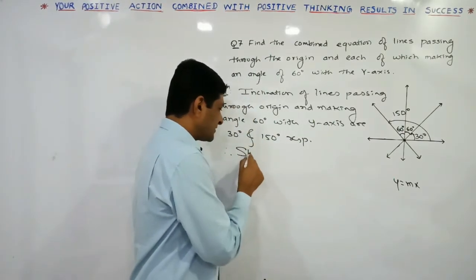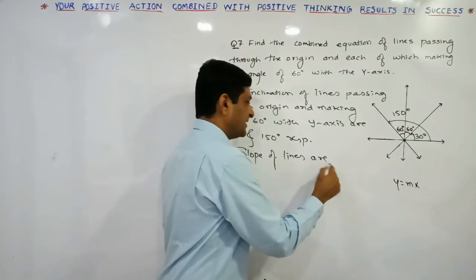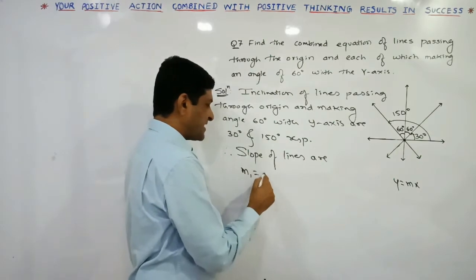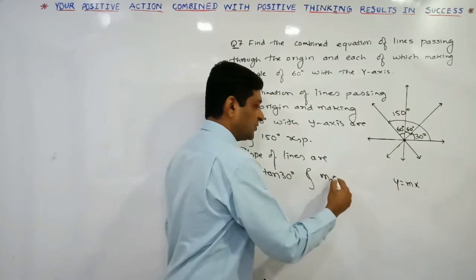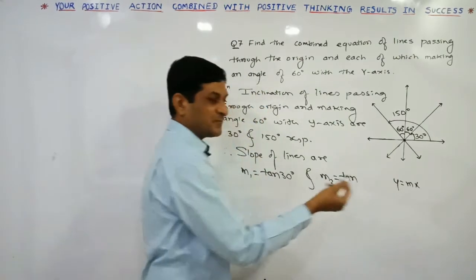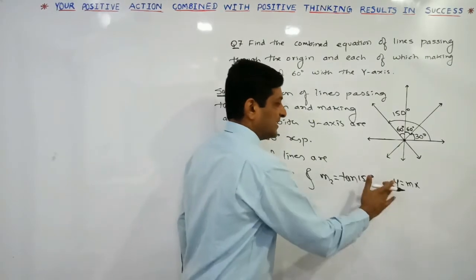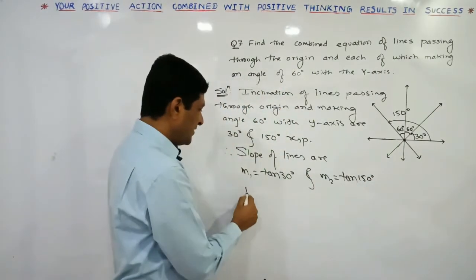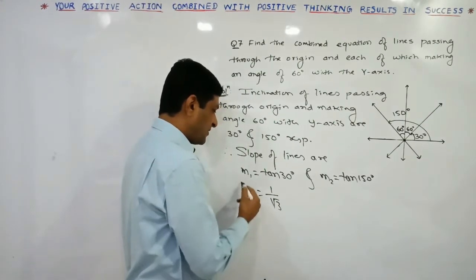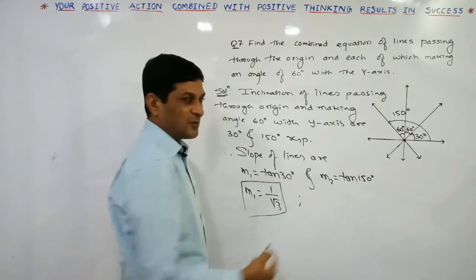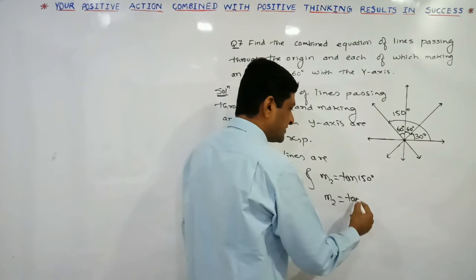So therefore slope of lines are, so let us denote slope of first line by m1. m1 is equal to tan 30, and slope of second line denoted by m2. Its value is m2 is equal to what? Tan 150, because inclination of second line is 150 degrees. So m1 will be equals to, we know that tan 30 is equal to 1 by root 3. Value of m1 is known to us. Now we are trying to find out value of what? m2. So m2 will be equals to, tan keep it as it is 150.